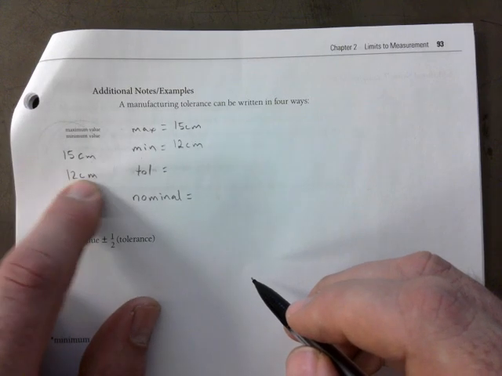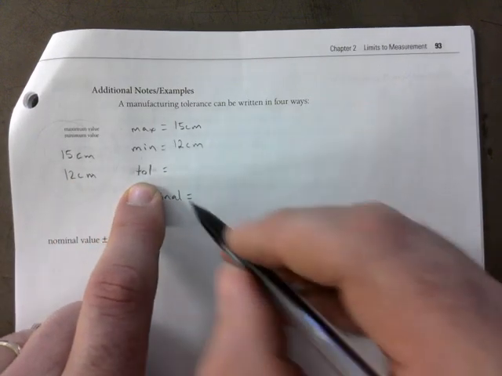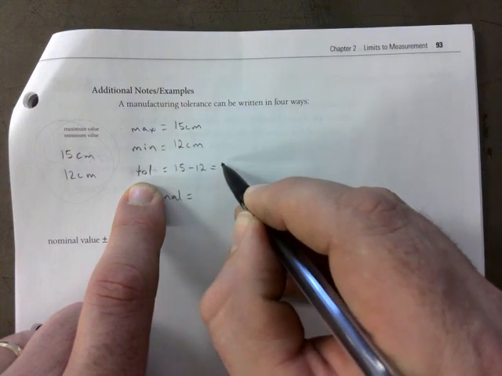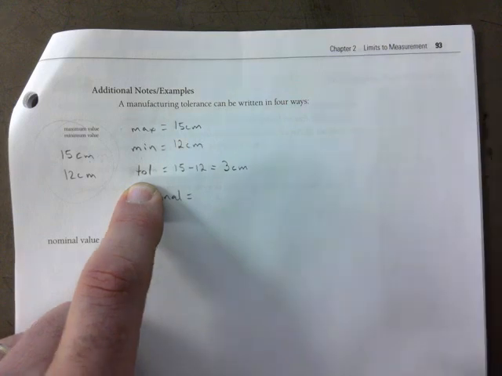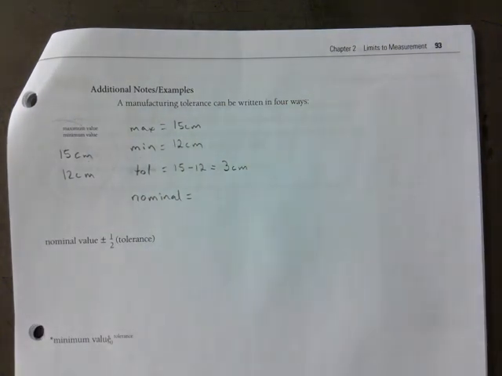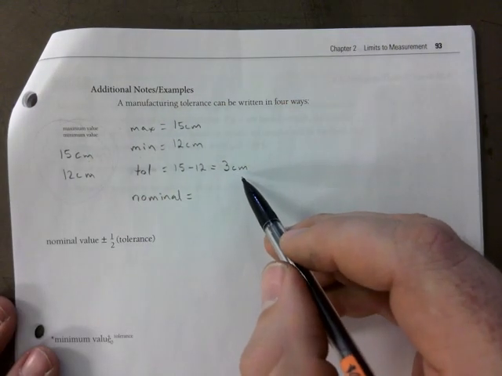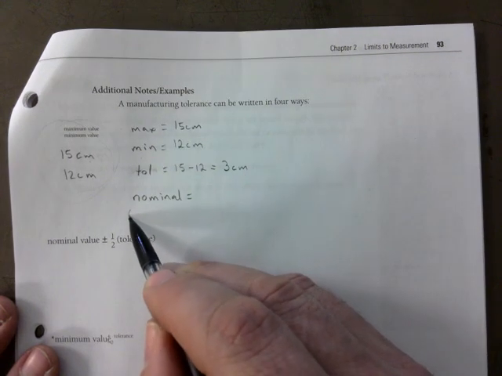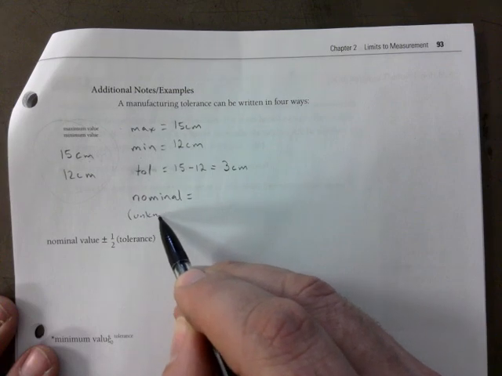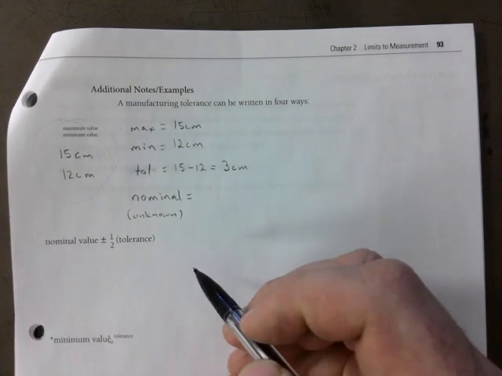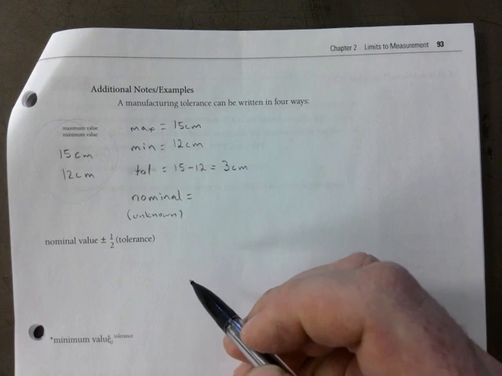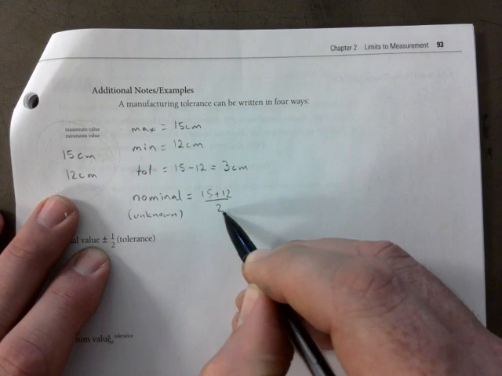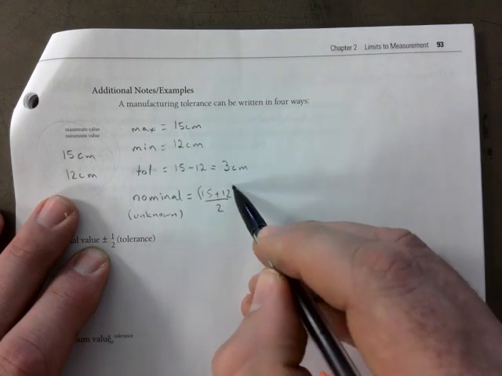How would I find the tolerance? I just gave you that formula earlier. You take the max, you subtract the min. So there's a 3 centimeter tolerance between the max and the min. How would I find the nominal? That's right. It's unknown here. This is the only one where nominal is unknown. Remember that. So it's 15 plus 12 divided by 2. And make sure there's a bracket there. Okay.